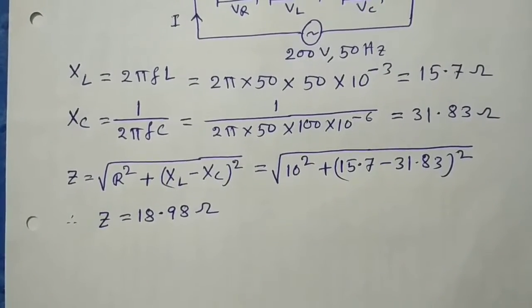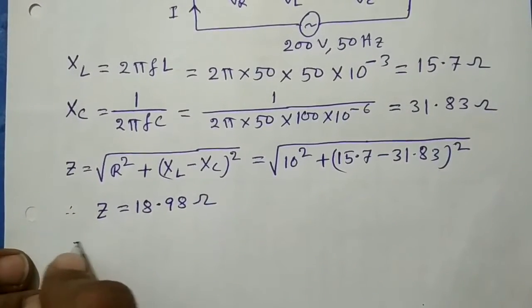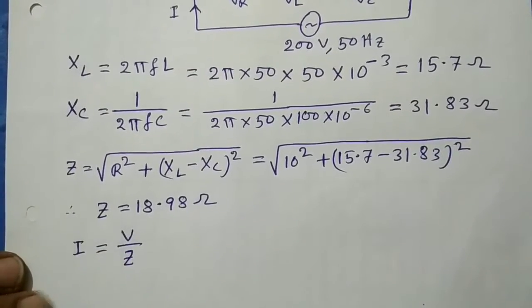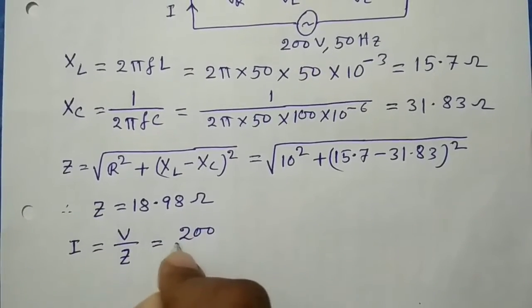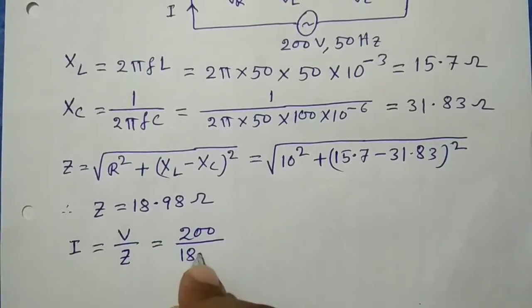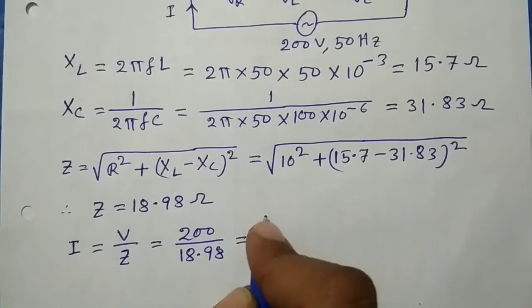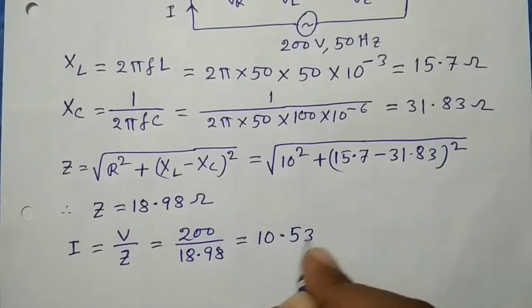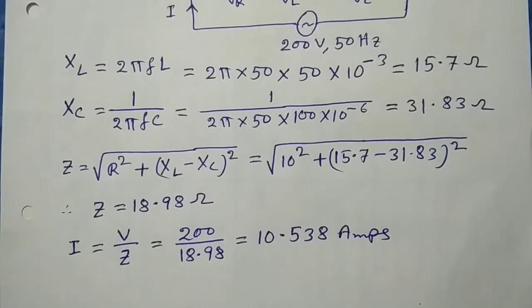Next is the current in the circuit. As we know that in a series RLC circuit, the current will be voltage upon impedance. So the voltage given is 200, that is the RMS value, and the impedance is 18.98. After solving this, we will get the value of current as 10.538 ampere. That is the current in the circuit.